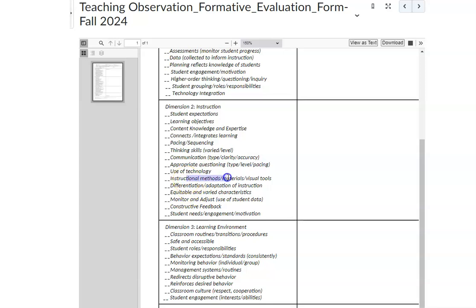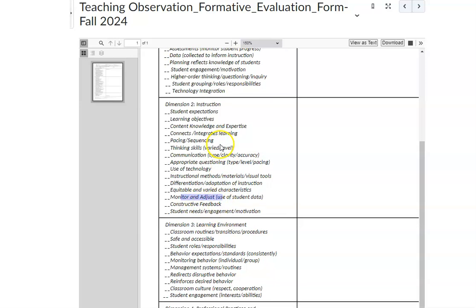And then instruction methods, differentiations. Here, the monitor and adjust is if you adjust instruction based on student data. That means if something is not working and you make adjustments, any slight changes that you make, that is totally okay, but that is what goes over here.